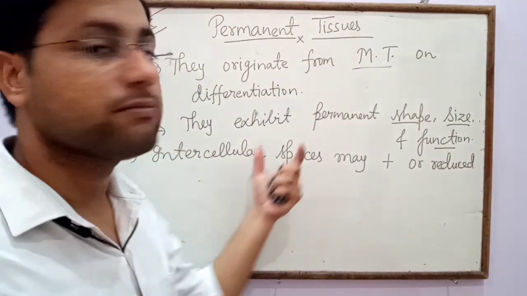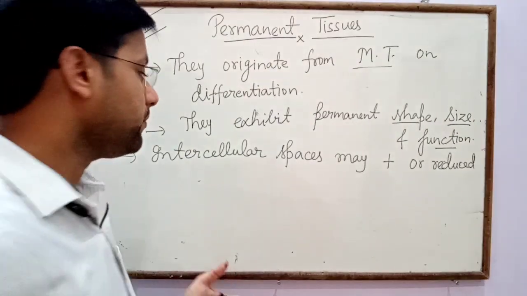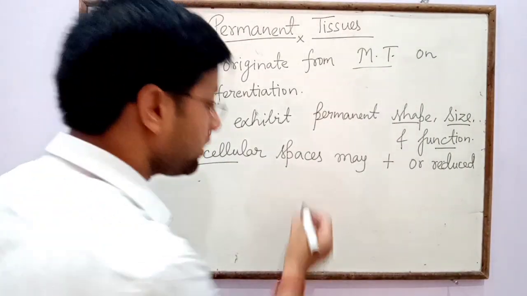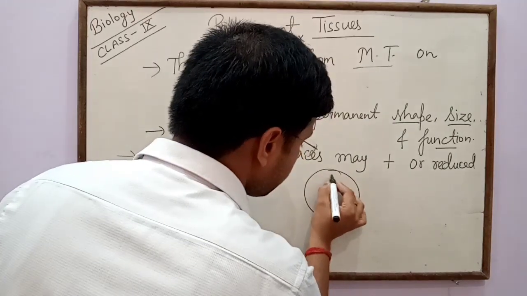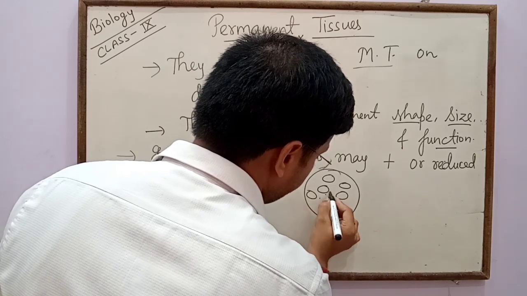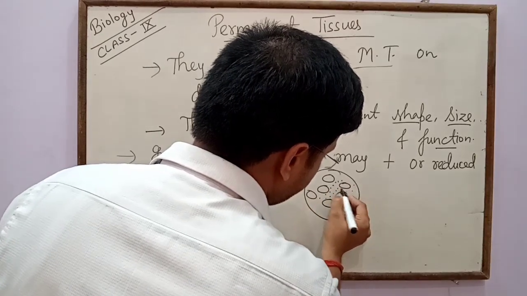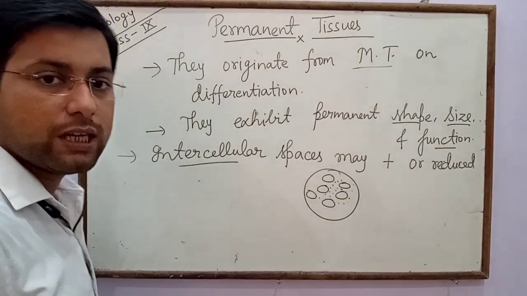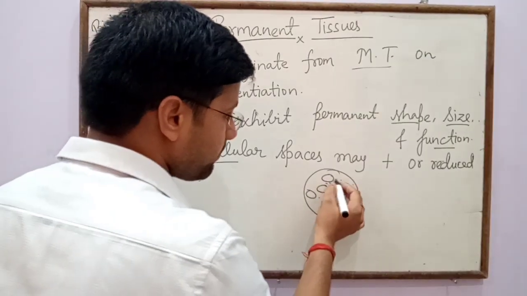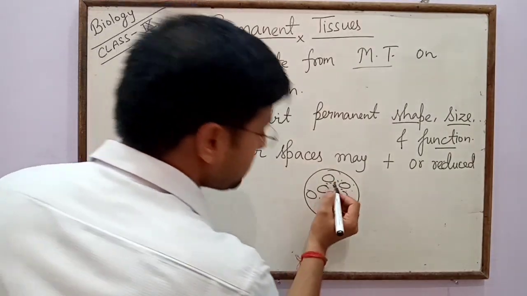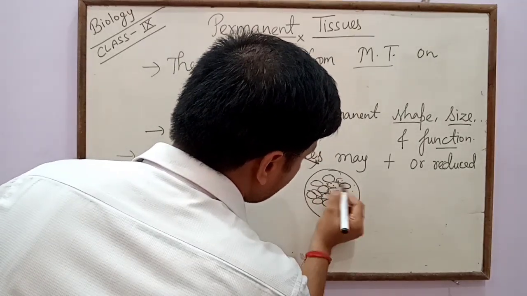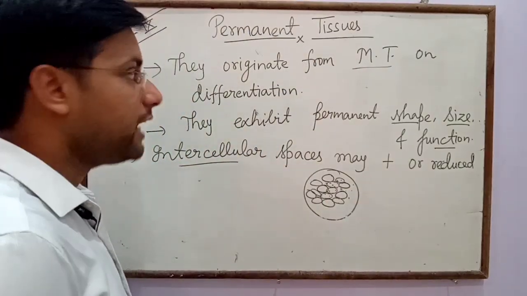In permanent tissue, intercellular spaces may be present or reduced. Intercellular spaces are the gaps between cells. If the cells are loosely packed, intercellular spaces are present, and if the cells are tightly packed without any gaps, it means no intercellular spaces are present.